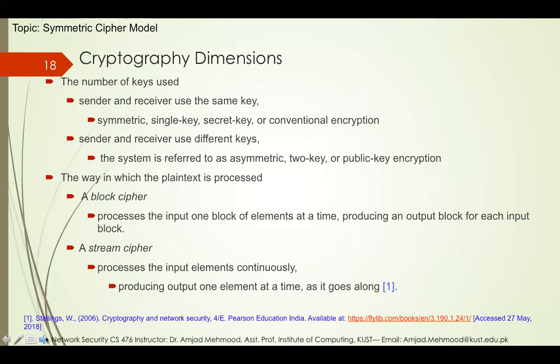The second dimension is the number of keys used. Normally a sender and receiver use the same key. This kind of mechanism is called symmetric, single key, secret key, or conventional encryption. Whereas in some cases, the sender and receiver use different keys. Such a system is referred to as asymmetric, two key, or public key encryption.